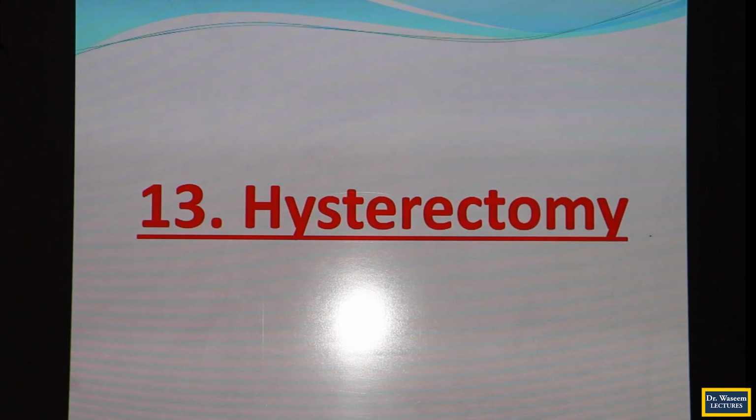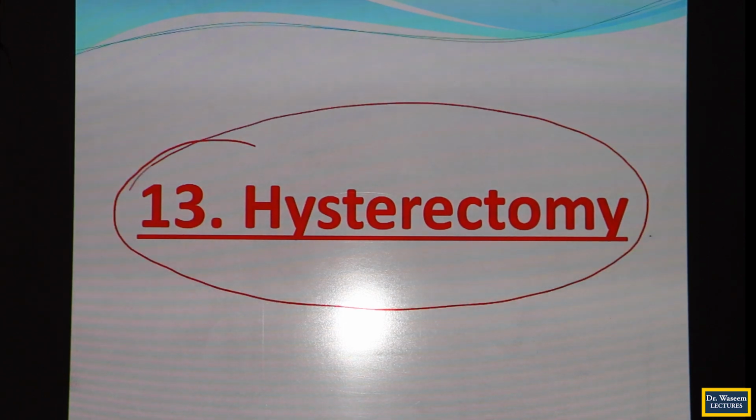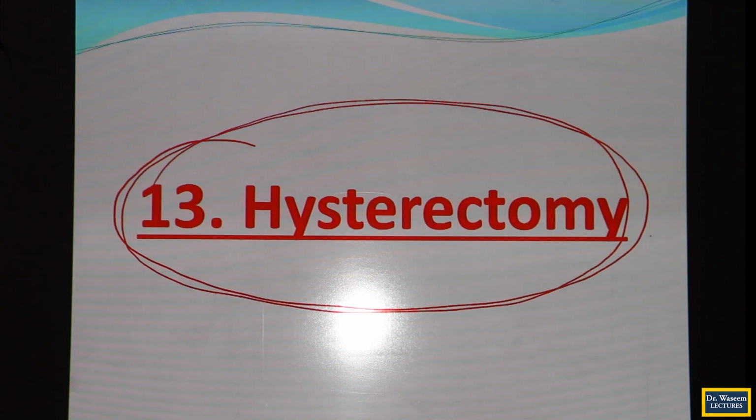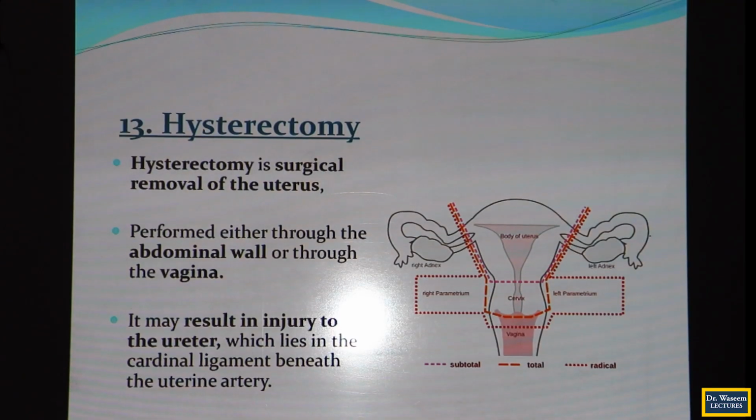Then the third term is called hysterectomy. Hysterectomy means the surgical removal of the uterus. Sometimes it is done through the abdominal wall, through the abdomen, that is called the abdominal hysterectomy, and sometimes through the vagina, that is called the vaginal hysterectomy.